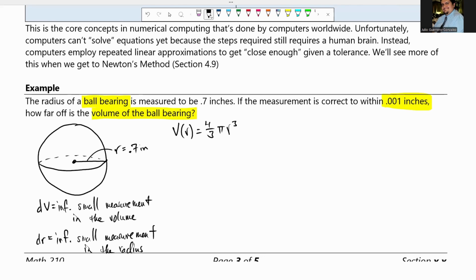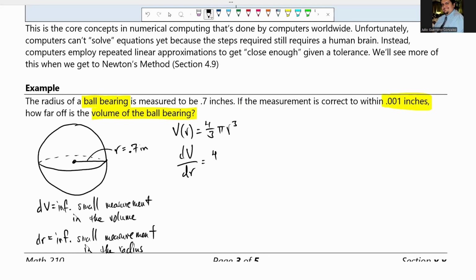So now the question is asking us, how far off will our volume be? This is where we're going to use this notation. What I'm going to do is dV over dr. If you guys remember, this is telling me to take the derivative of the volume with respect to my radius. So I'm going to take the volume equation above it with respect to my radius.